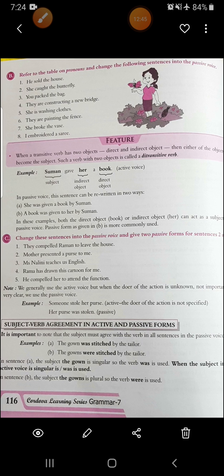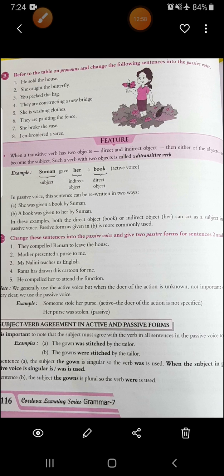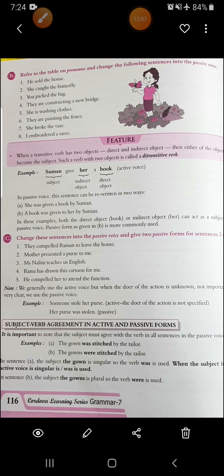Third, Miss Nalini teaches us English. What will be the answer? We are taught English by Miss Nalini. And second form, English is taught to us by Miss Nalini. Then fourth, Rama has drawn this cartoon for me. This cartoon has been drawn by Rama for me. Then fifth, he compelled her to attend the function. She was compelled by him to attend the function.